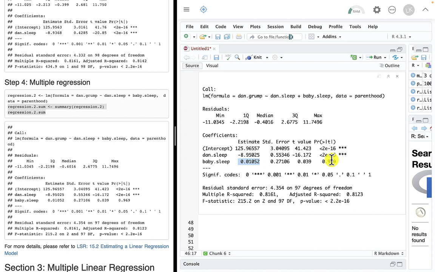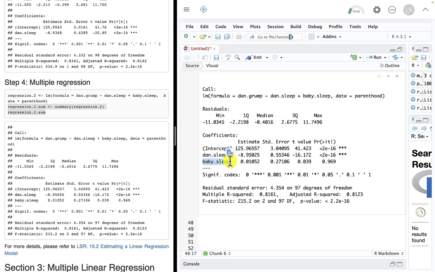So what's the interpretation of that? The interpretation is this. Based on this regression model, we don't have evidence to conclude that baby.sleep adds a significant amount of explanatory power over and above what we get already with Dan.sleep. So basically, baby.sleep doesn't seem to be explanatory of Dan's grumpiness.